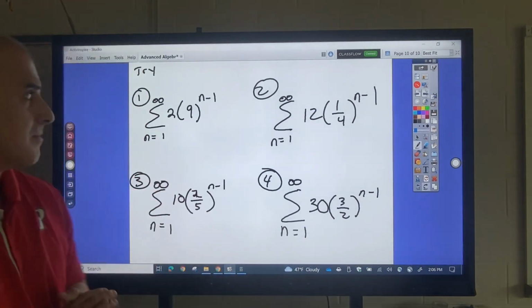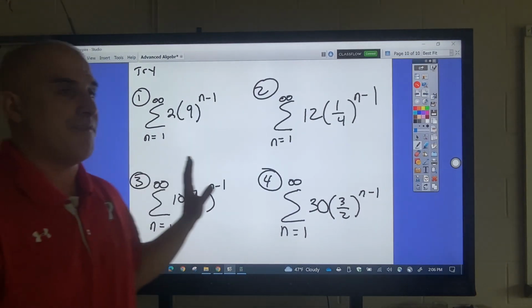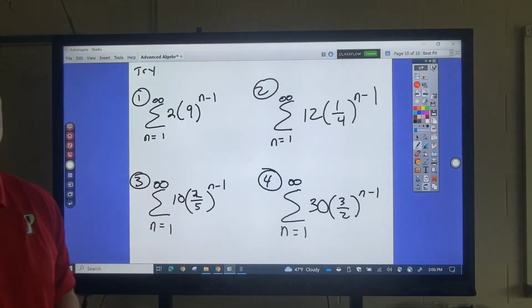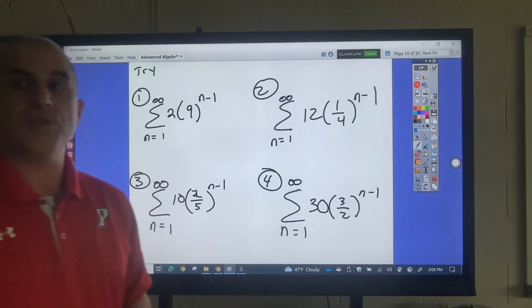Basically today we talked about how to find the sum. Series means addition. You're adding those terms up. You can do that with the formula or you can do that with sigma notation.